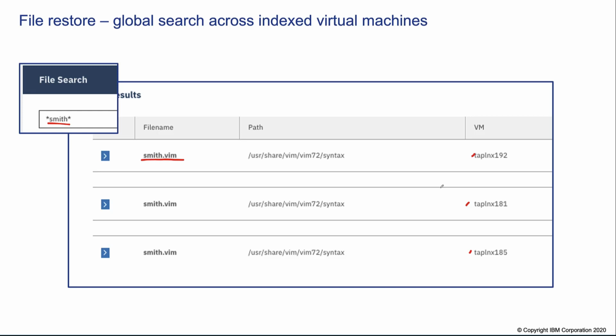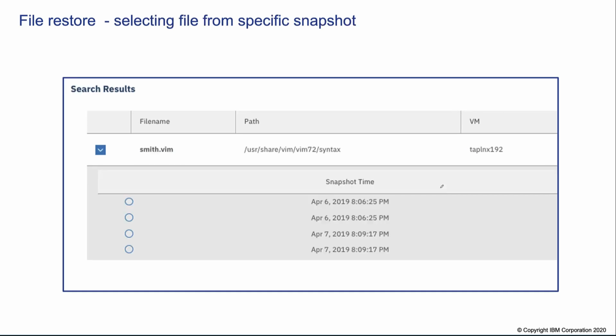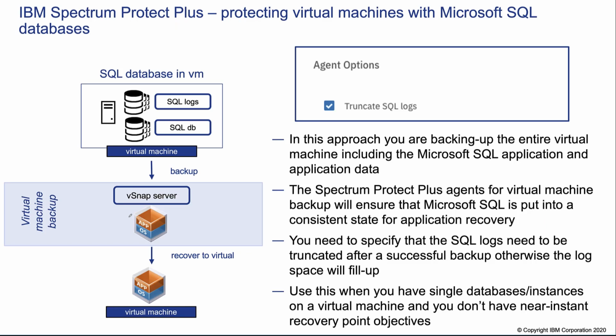So I've now searched globally across all the virtual machines that are indexed, and I found 3 instances of files that look interesting. And what I can do there, if I decide that I want the files back from this 192 machine, then I can expand this selection, and it will show me that I have snapshots taken. You can see it looks like I was pretty aggressive with snapshots, but I took 2 backups on April 6th and 2 backups on April 7th. And I can restore, just check this, and I can click restore and restore that individual file to the virtual machine.